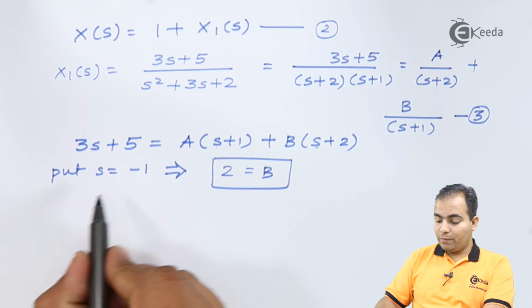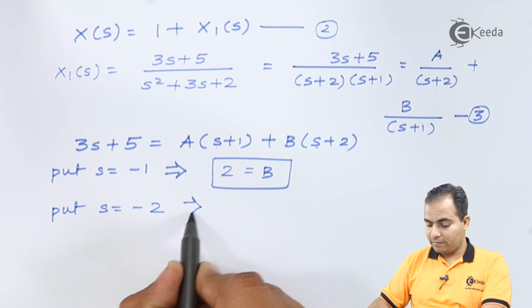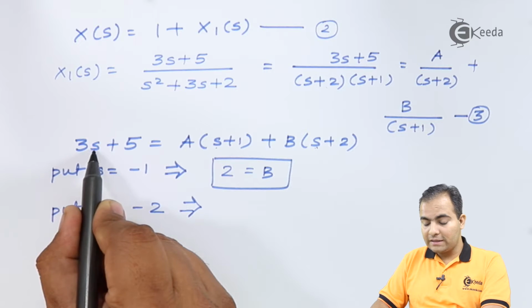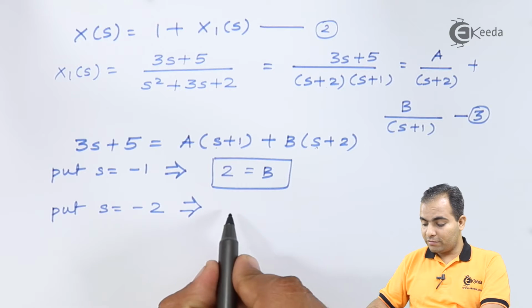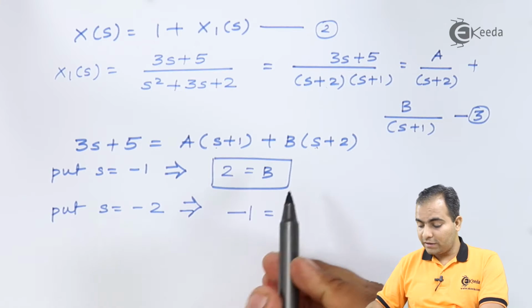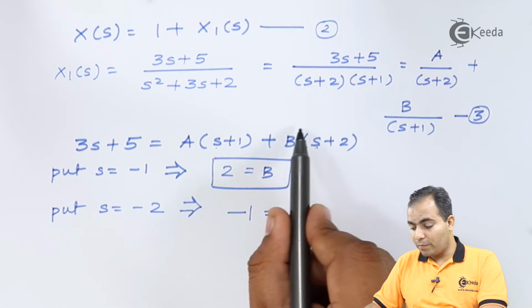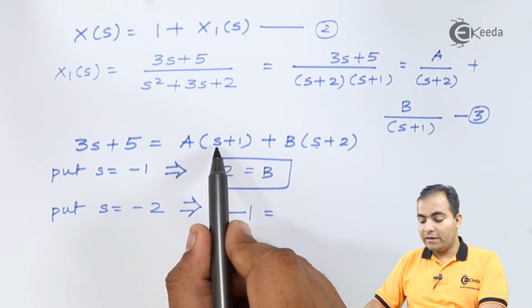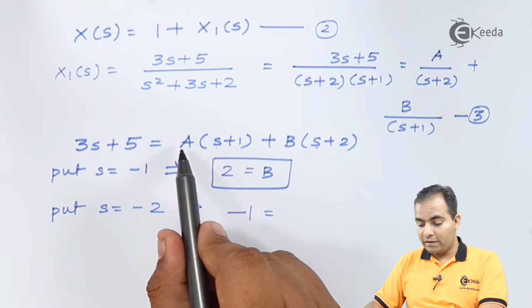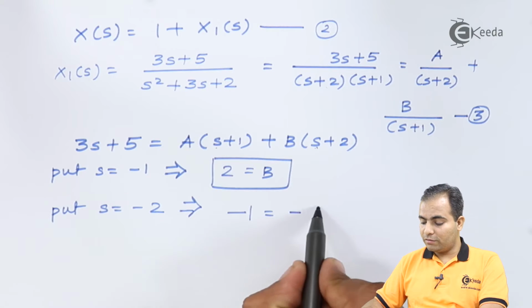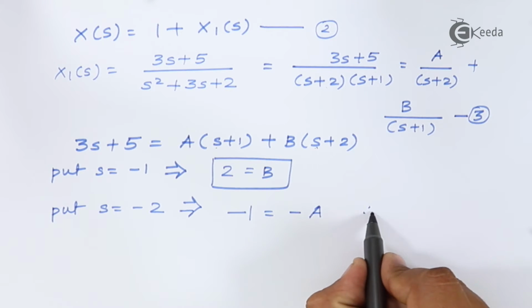This is the result of B. Similarly, we'll put s equal to -2 in the above equation. What will you get? If I substitute -2, then -2 into 3 is -6, but -6 plus 5 becomes -1, and it is on the left hand side. If I replace this s by -2, then -2 plus 2 becomes 0, so the whole product becomes 0, so B will not be there. And here this s is replaced by -2, so -2 plus 1 becomes -1, and it is multiplied with A, so this answer is also -A. Now if we remove the minus sign, the A value is also 1.